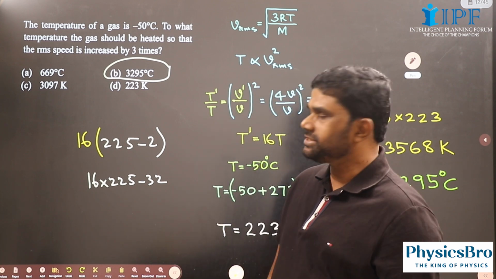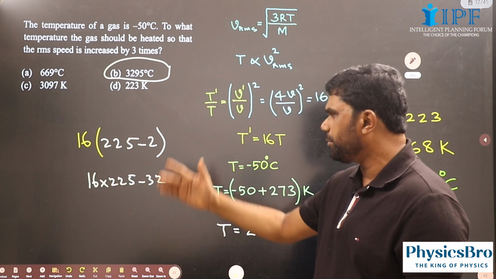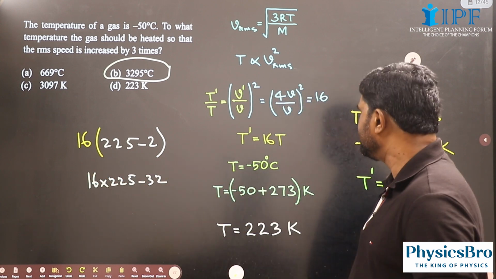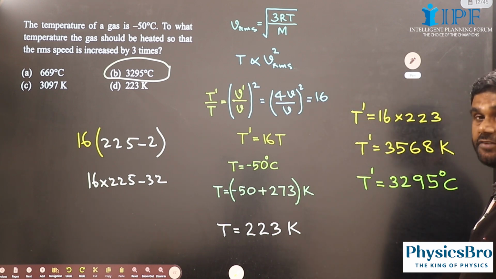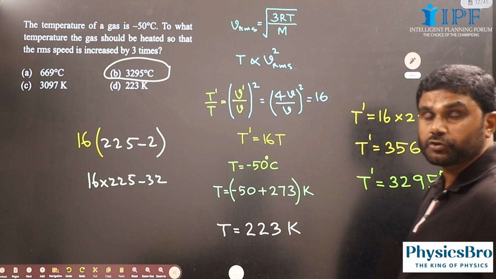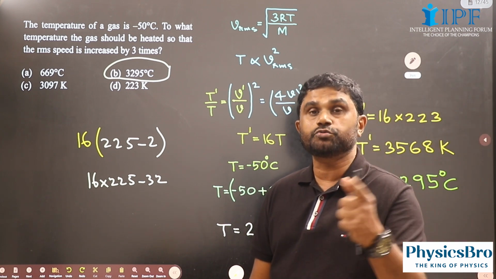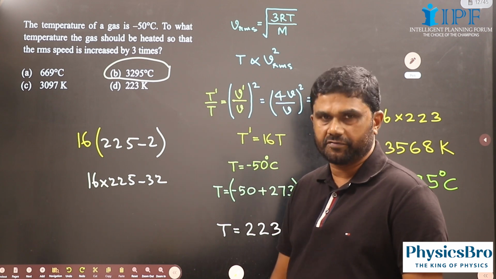Okay, 3600. To convert, it is actually this part, 3600 minus 32. Okay, that will give you 3568. Okay, if you want to convert it into degrees Celsius, again you will have to subtract another 273 from it, right? That will definitely give you 3295.